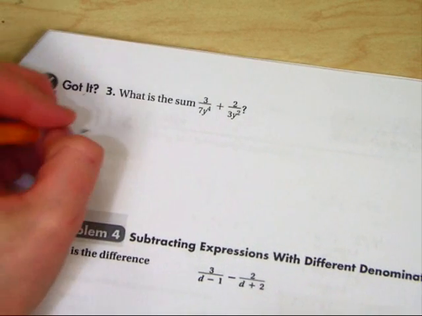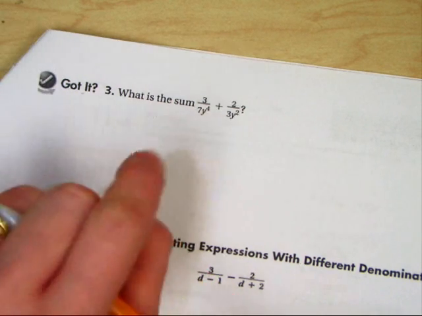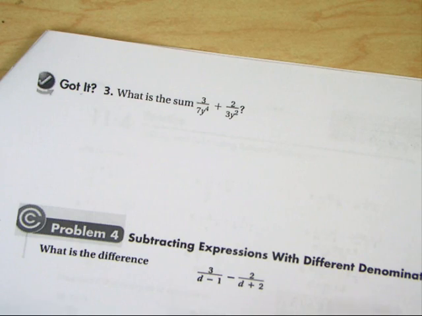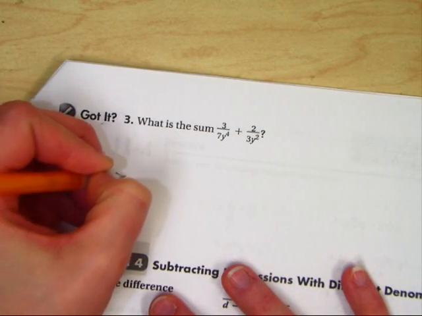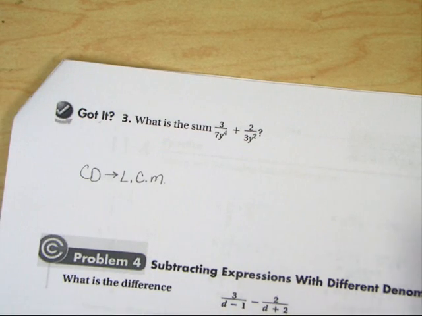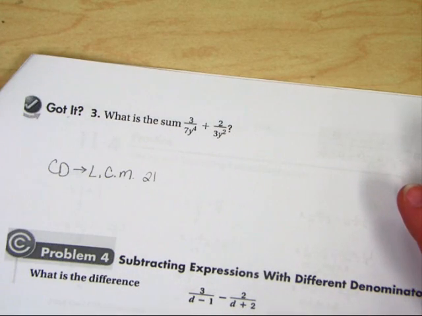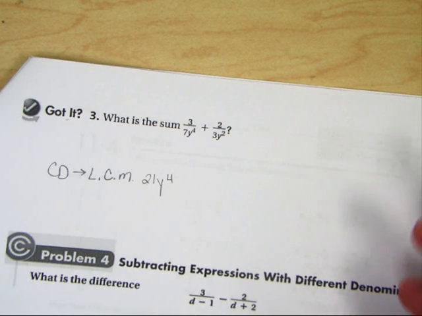Let's try to find, this is not a common denominator, it is a monomial. The denominators are monomials, so we don't have to factor. You see all these steps you need to go through in your head? So what you need to do is find your common denominator, which is your least common multiple. The least common multiple between 7 and 3, they both go into 21, and y to the 4th and y squared would be y to the 4th, okay, because they both go into y to the 4th.